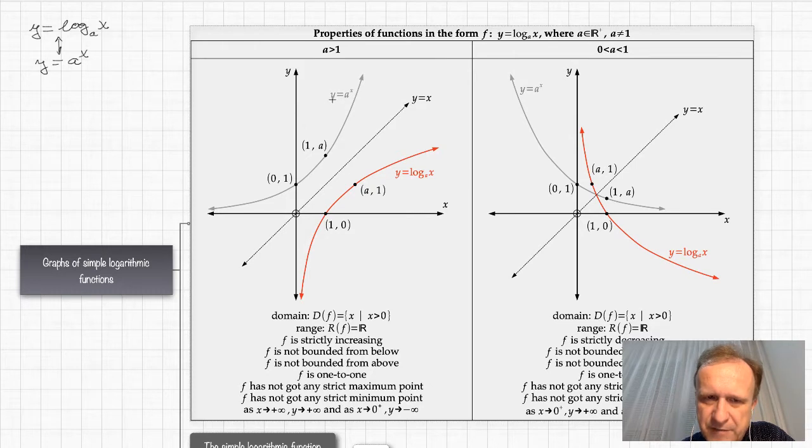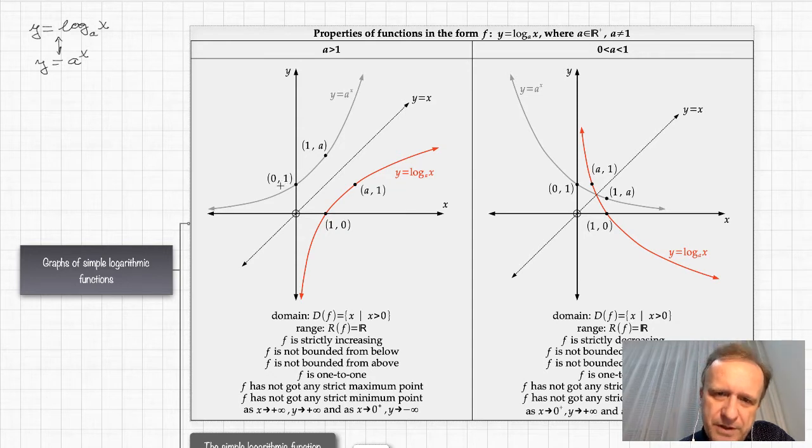If you remember the properties of the exponential function, you should be able to recall that the graph of the function a to the power of x passes through the point with coordinates 0 and 1, because if you substitute 0 for x, a to the power of 0 is 1. Also it passes through the point with coordinates 1 and a, because a to the power of 1 is just a. So the original function has to pass through these two points.